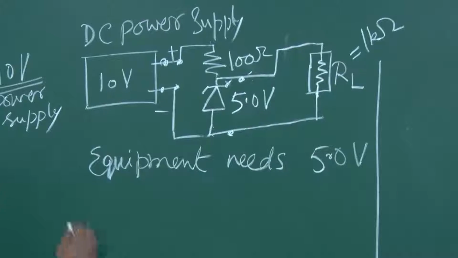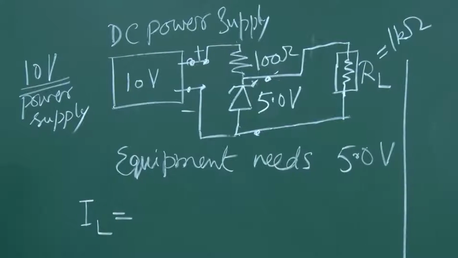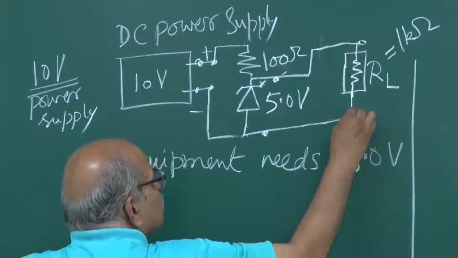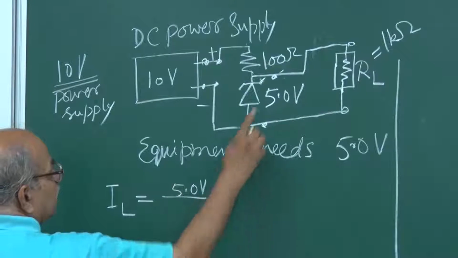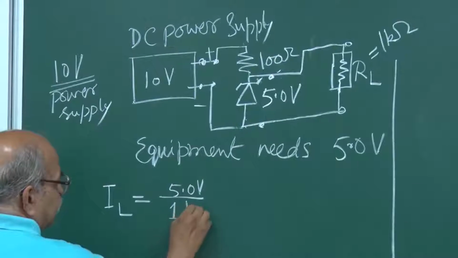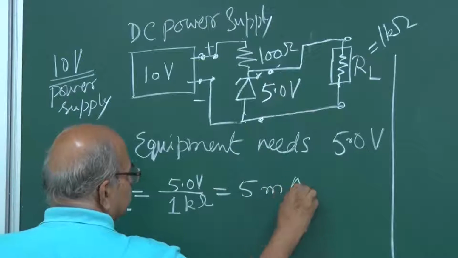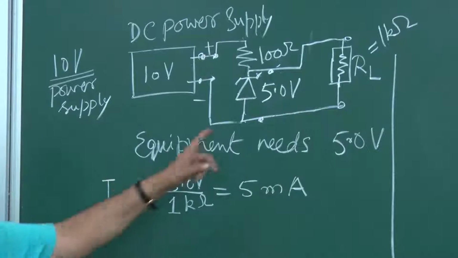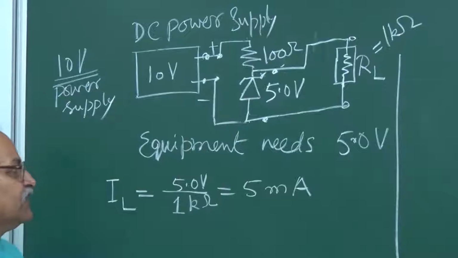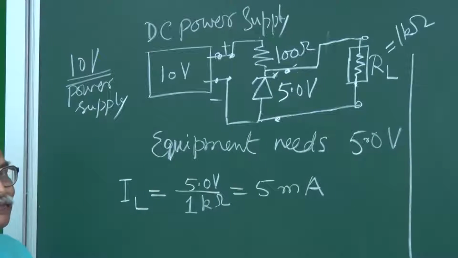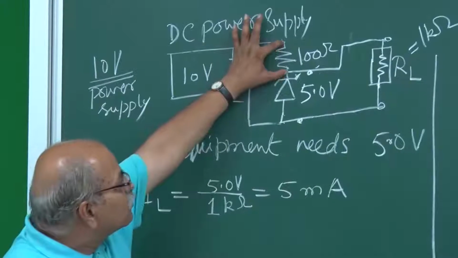So what is the current in that load IL? Here it is 5 volts. So that will be 5.0 volts divided by this 1 kilo ohm. So that is 5 milliampere. And the equipment will receive this voltage and this current, 5 milliampere only. Okay. And now what is the current through this RS?